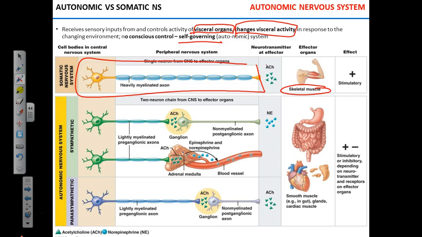Awesome. So pretty much it's like one neuron, right? It goes all the way from the CNS, from the spinal cord, to the effector, which is skeletal muscle, and it releases acetylcholine. And that's it. Does that make sense? And that final neuron is always stimulatory. It always releases acetylcholine. There's no option to hyperpolarize. There's an option to release and not release. Do you understand what I'm trying to say?